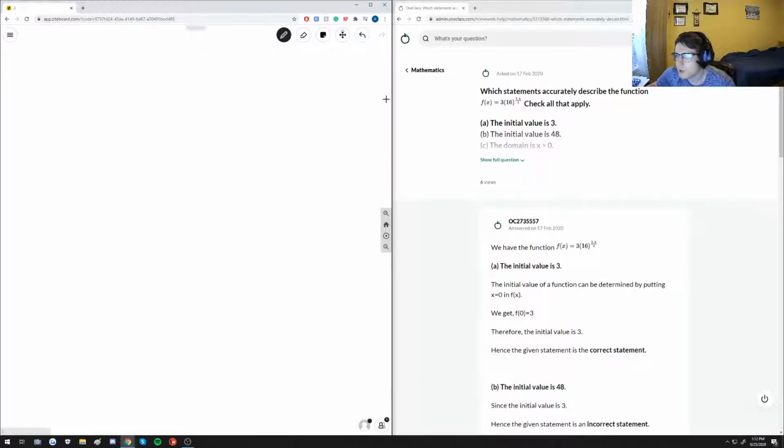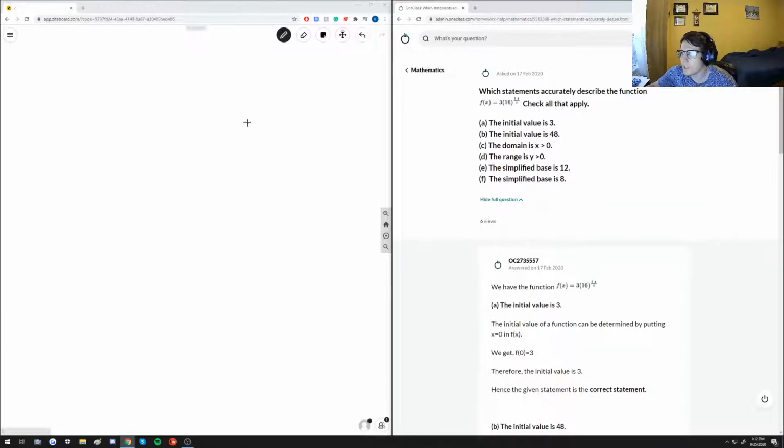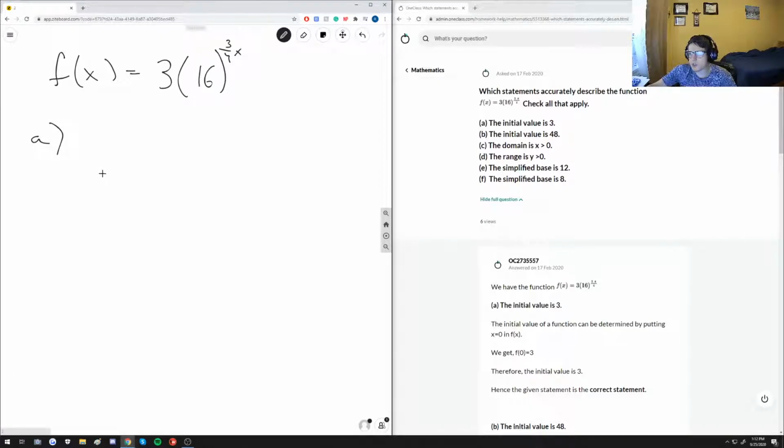Okay, so our next question. We have a function, f of x is equal to 3 times 16 to the 3/4 x. I'm guessing that's what that says. It's a little hard to see. And we have 6 statements, and we want to see if all of these are true or not. So we're going to go through each statement one by one.